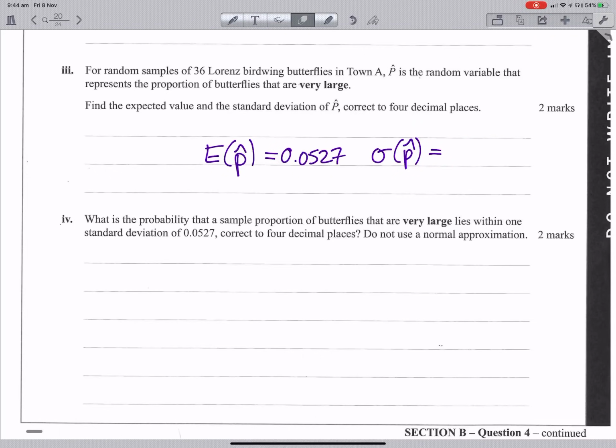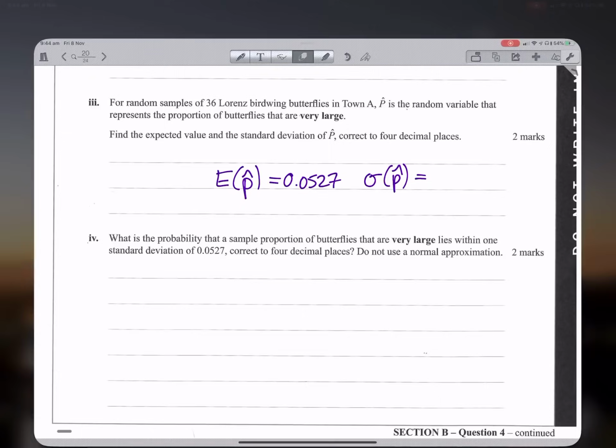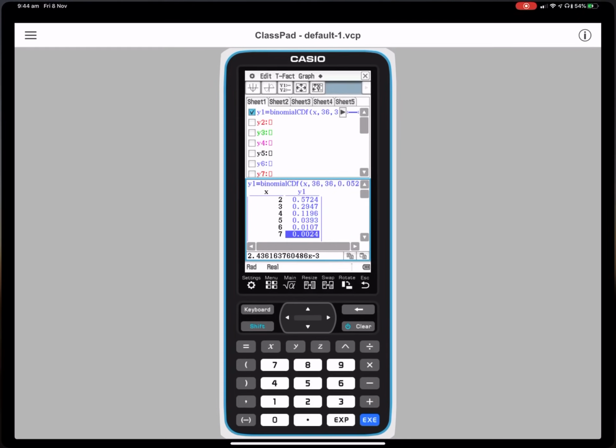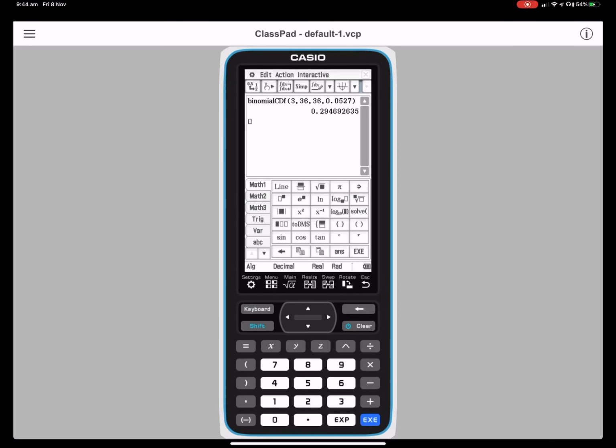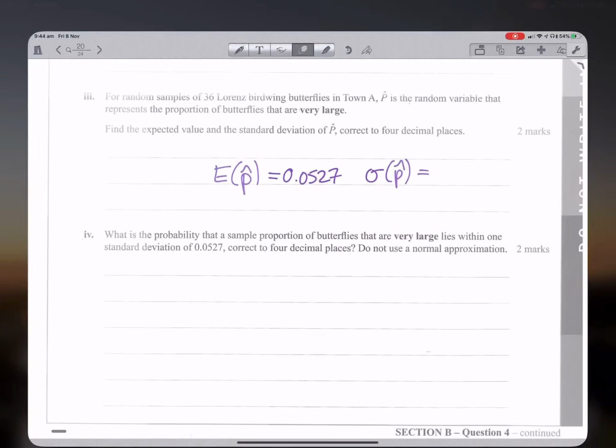Let's just write it down. So the square root of that times 1 minus that on 36, 0.0372.